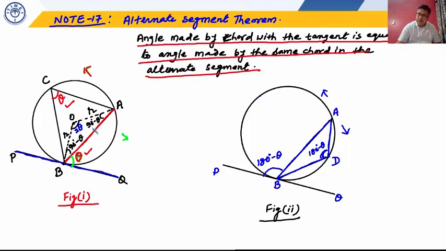You got the logic? Center to point of contact is 90 degrees. If this angle is theta, the rest of the part is 90 minus theta. And if this is 90 minus theta, this would also be 90 minus theta. So 180 minus 2 theta plus 2 theta is 180 degrees. So if angle BOA is 2 theta, then the angle made by the chord BA at the circumference would be half of the angle made by the chord BA at the center. If this is 2 theta, then this would be theta. Or you can say angles made by the chord in the alternate segment are of equal magnitude.